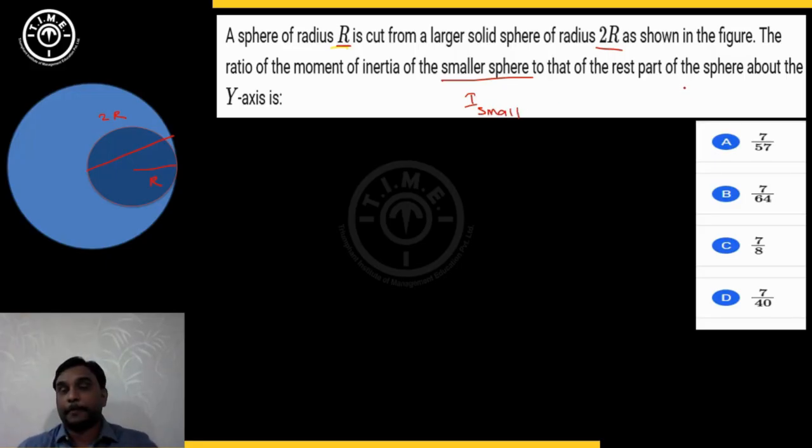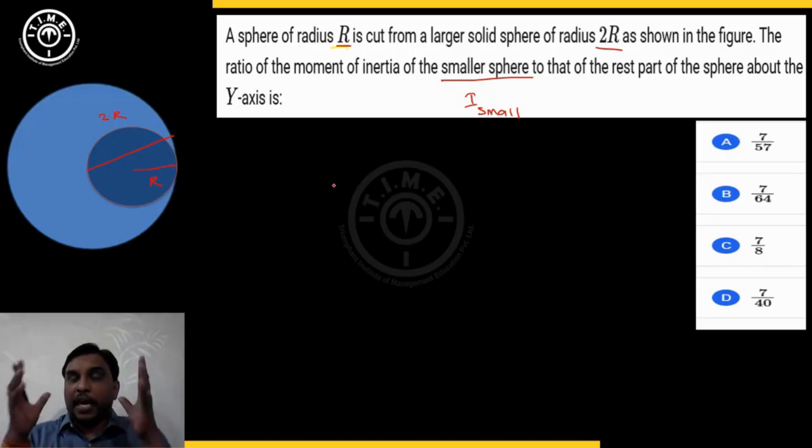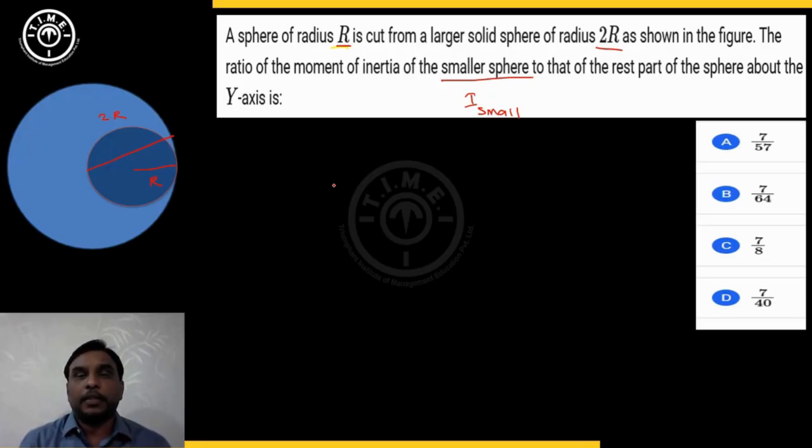I look at this problem like this: I have a bigger sphere of radius 2r and a smaller sphere of radius r. I subtract the smaller sphere from the bigger sphere, and then I get the rest of the part after it is cut out. Let me calculate the mass first. What is the mass of the smaller sphere compared to the bigger sphere? Without knowing the mass we cannot calculate it, but moreover it is a uniform solid sphere.